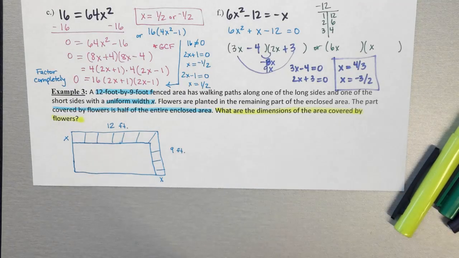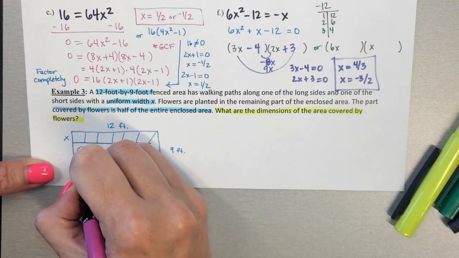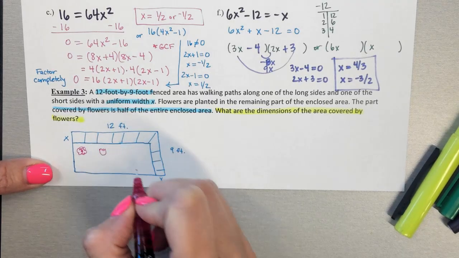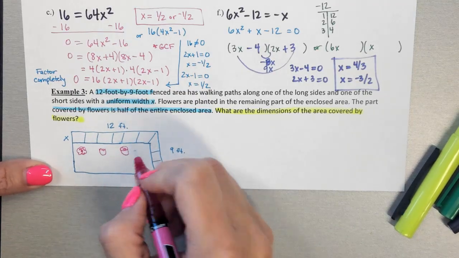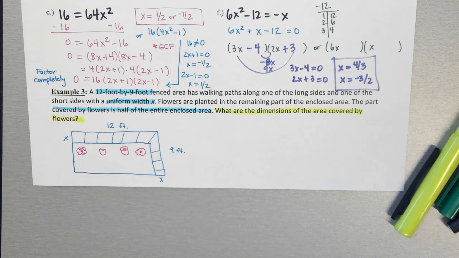Okay, the flowers are planted in the remaining part. Okay, so these are my flowers. They're so beautiful. Maybe a little tulip. Maybe a beautiful rose. Maybe this thing. Okay. All right.